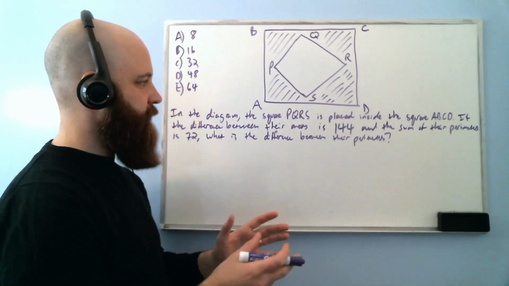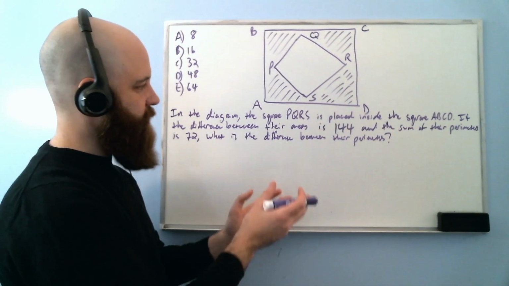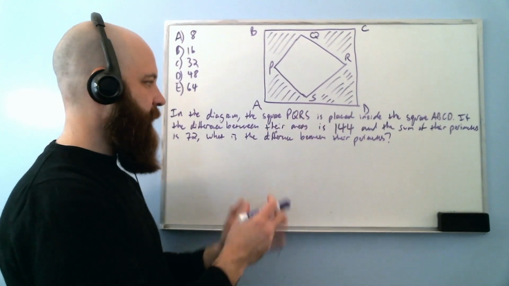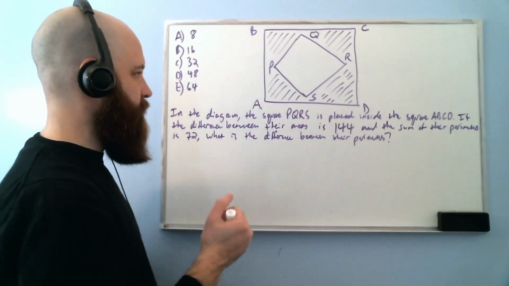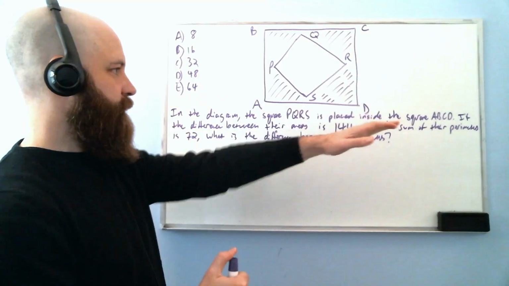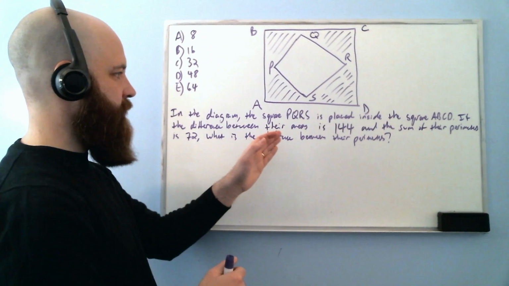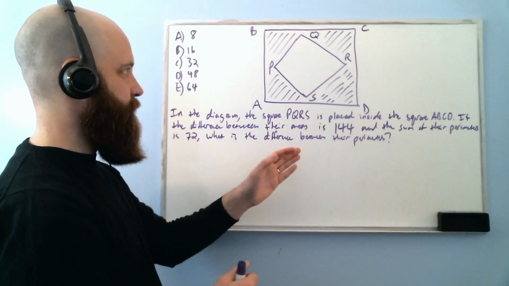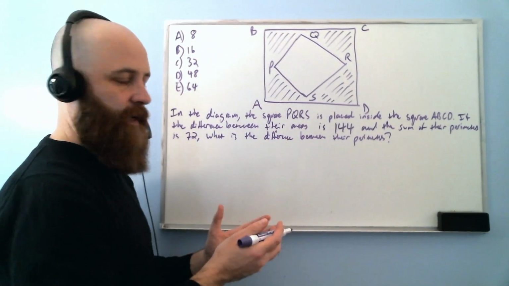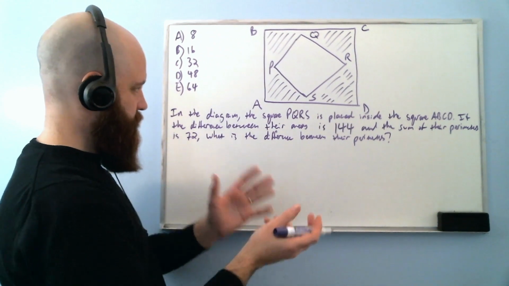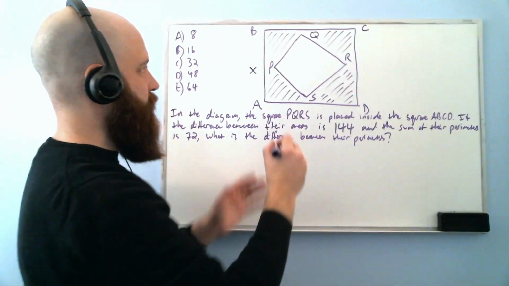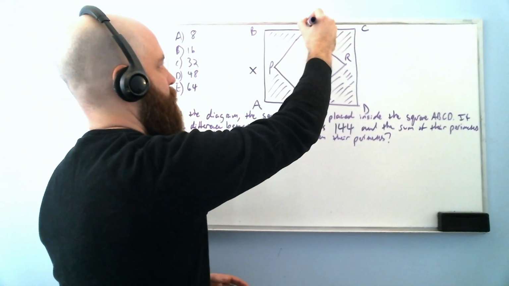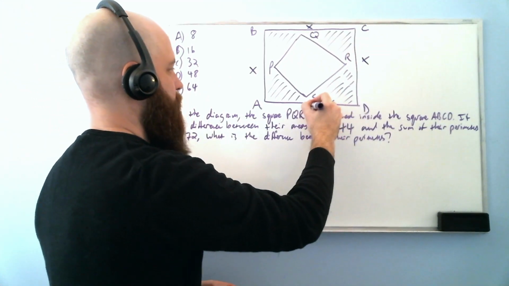Okay, so I'm asked for the difference between their perimeters, and I'm given a bunch of information. Let's start by translating this stuff. If I can translate these words into algebra, get some equations up there, that could be a path forward. So I'll start with that first statement, if the difference between their areas is 144. Can I get an expression that translates to that statement? Well, these are both squares, so I guess I could call the side length of the bigger square x, then all these sides would be x.